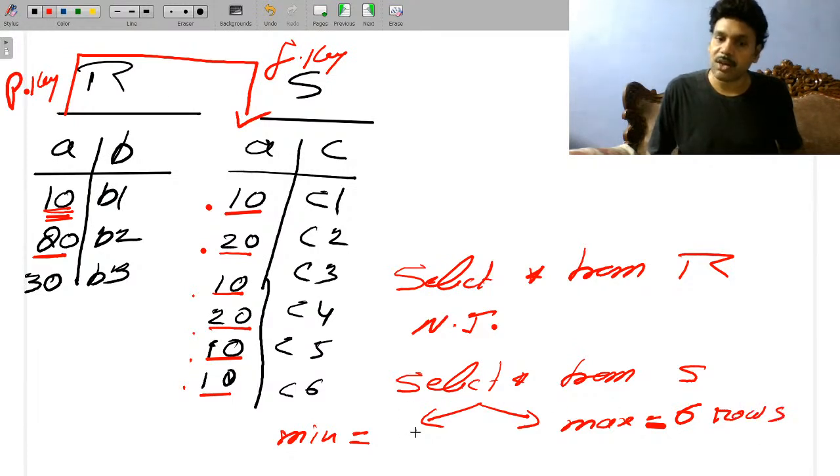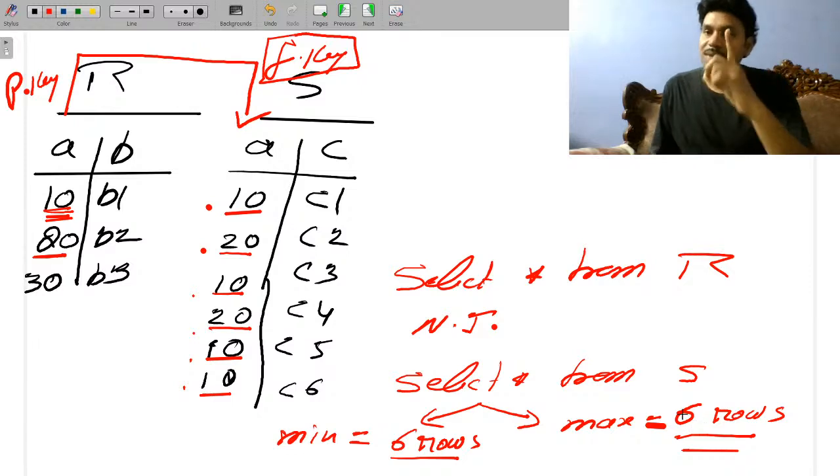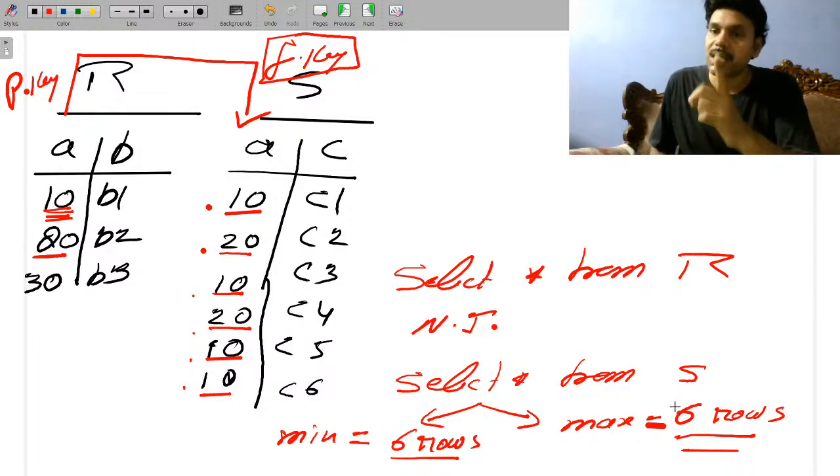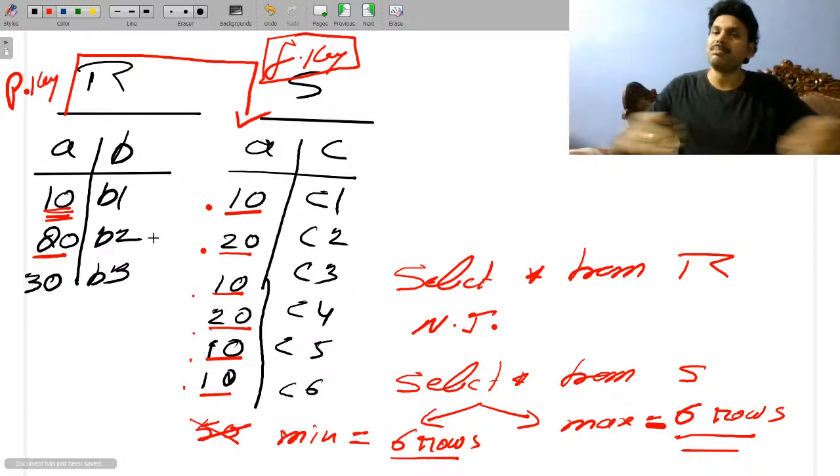Minimum also you will get how many rows? 6 rows only. Why? That all depends upon your foreign key instance, because every foreign key value is a subset or equivalent to your primary key value. That is the reason. So I cannot keep here 50. Therefore, 50 must be available in a master table, that is R. Therefore, instead of mapping, simply I can say the answer.